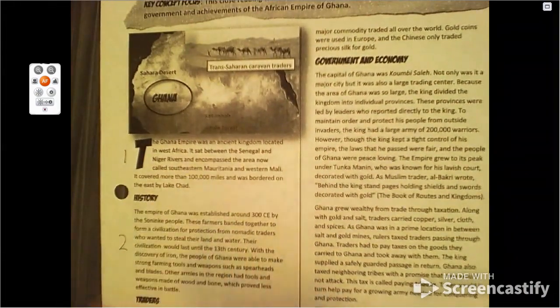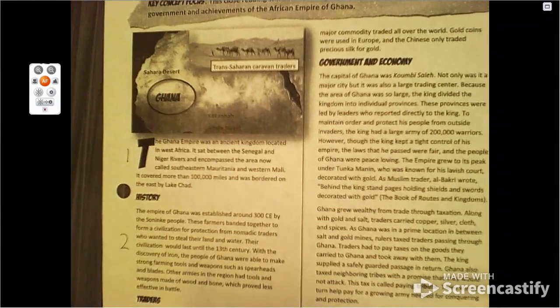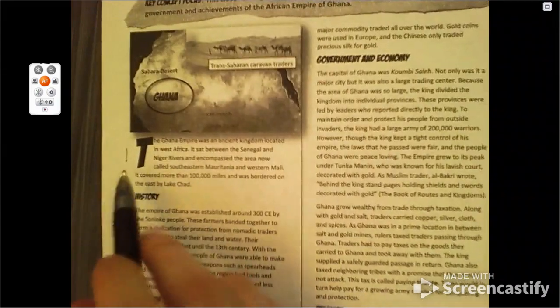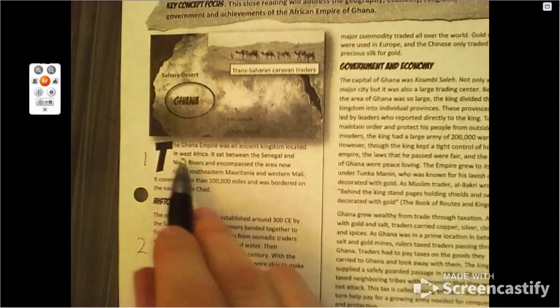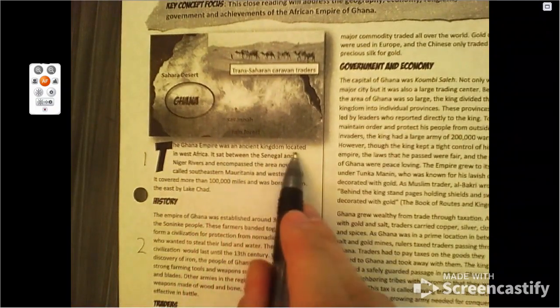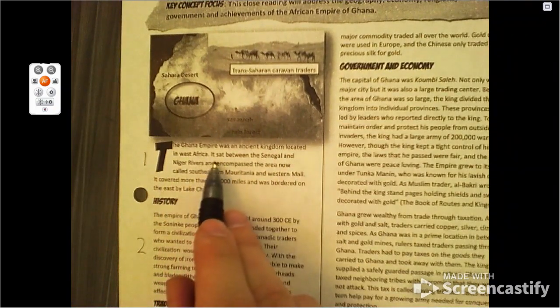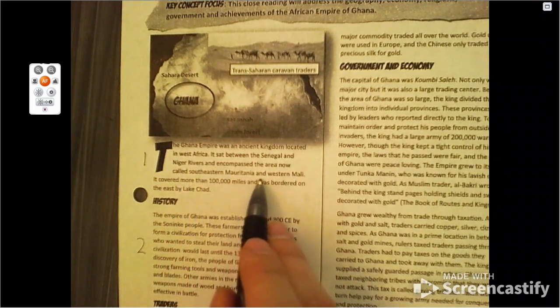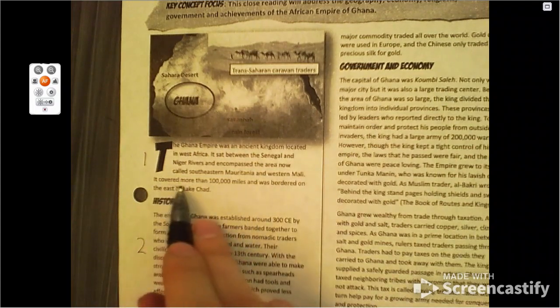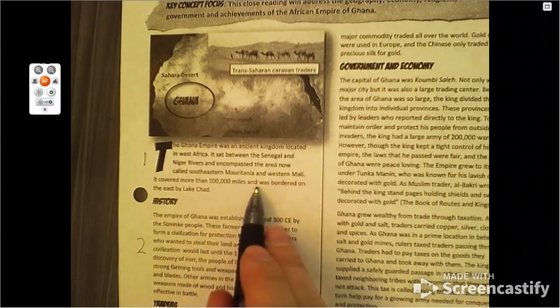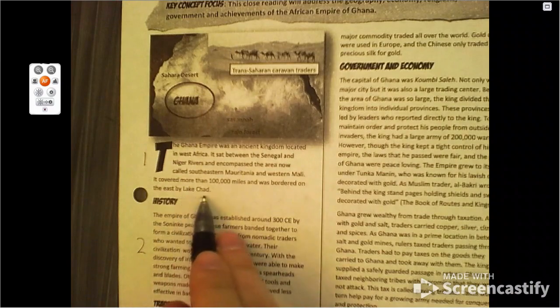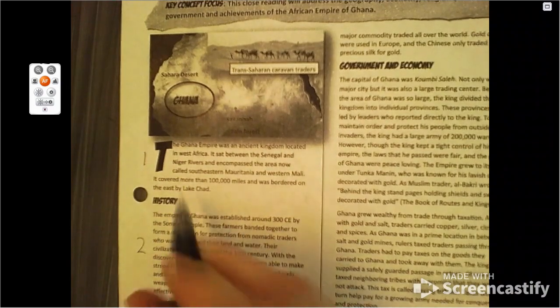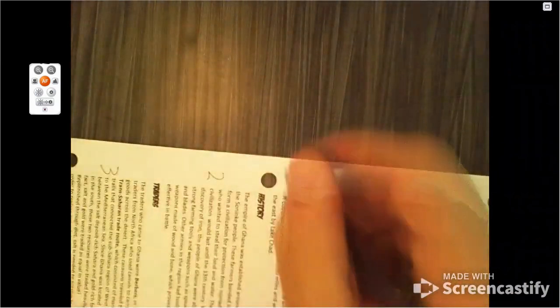Okay, now let's start. Our first step, remember, is to make the one-word summary. So I'll read it. I'll make the one-word summary. Y'all just follow along with me. The Ghana Empire was an ancient kingdom located in West Africa. It sat between the Senegal and Niger rivers and encompassed the area now called southeastern Mauritania and western Mali. It covered more than 100,000 miles and was bordered on the east by Lake Chad. Okay, so our essential question here is going to be geography.